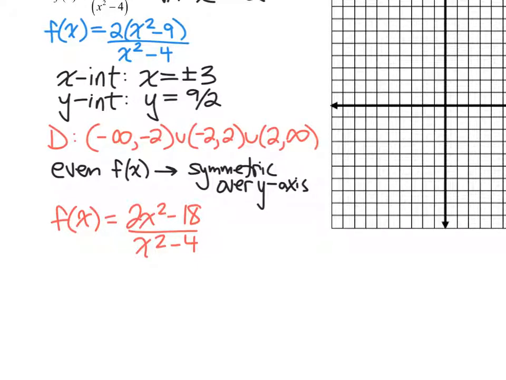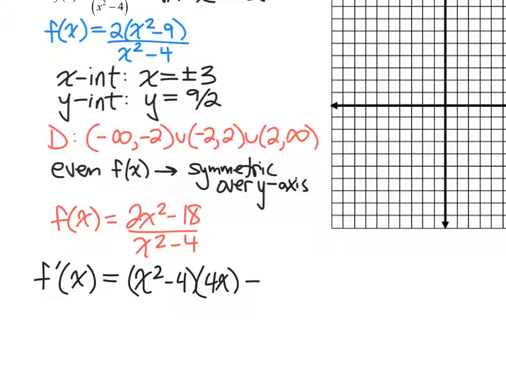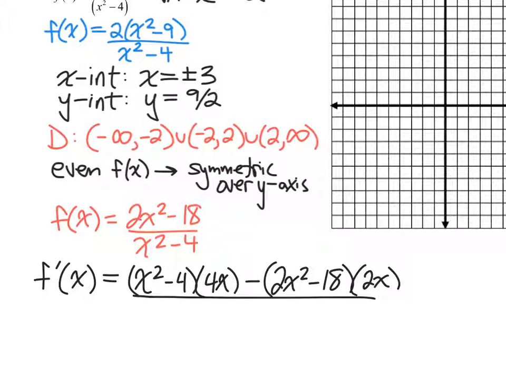Before taking our derivative. All right, so a little low d high action: x squared minus 4 times 4x, minus the high d low. The d low will be 2x. So I'll just write it as 2x squared minus 18 times 2x over the denominator squared.